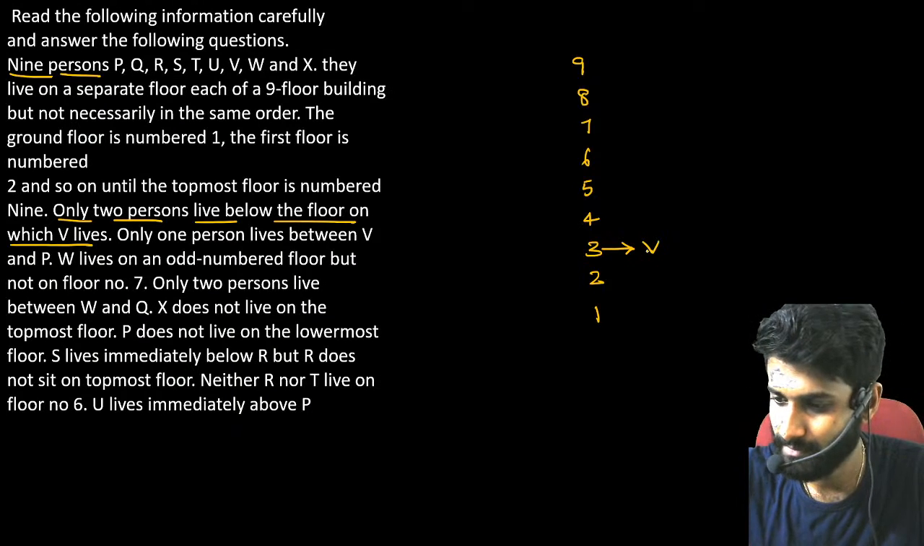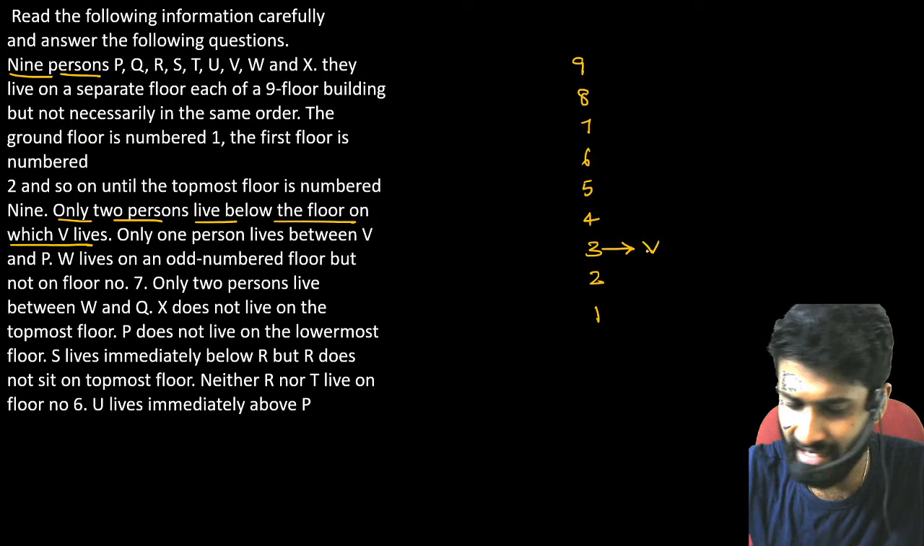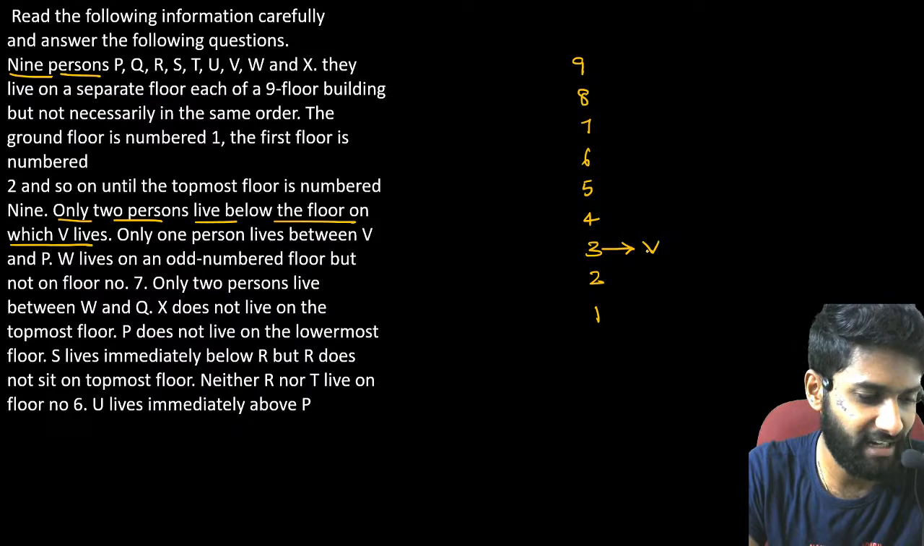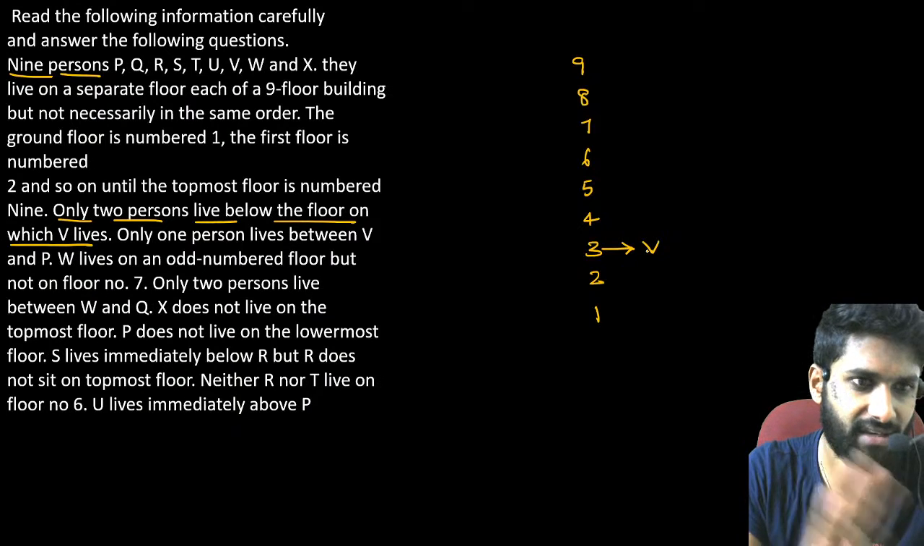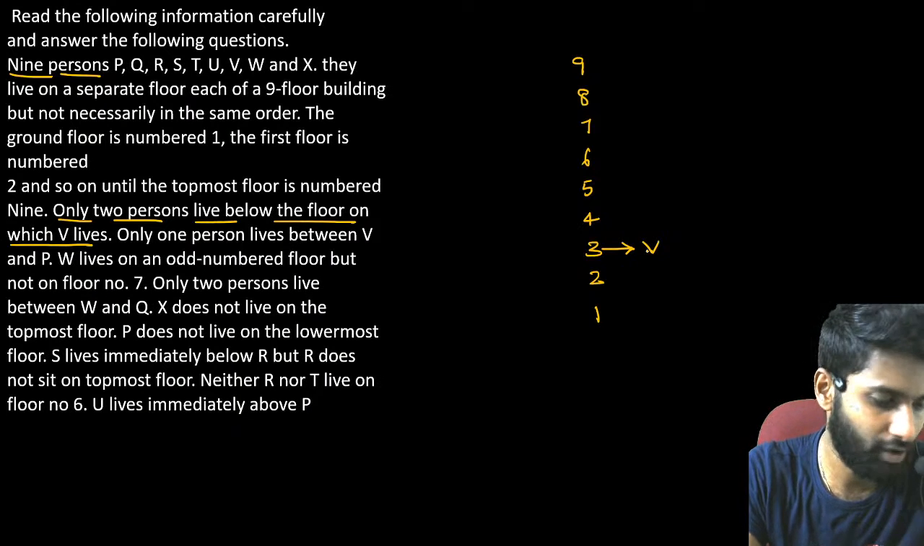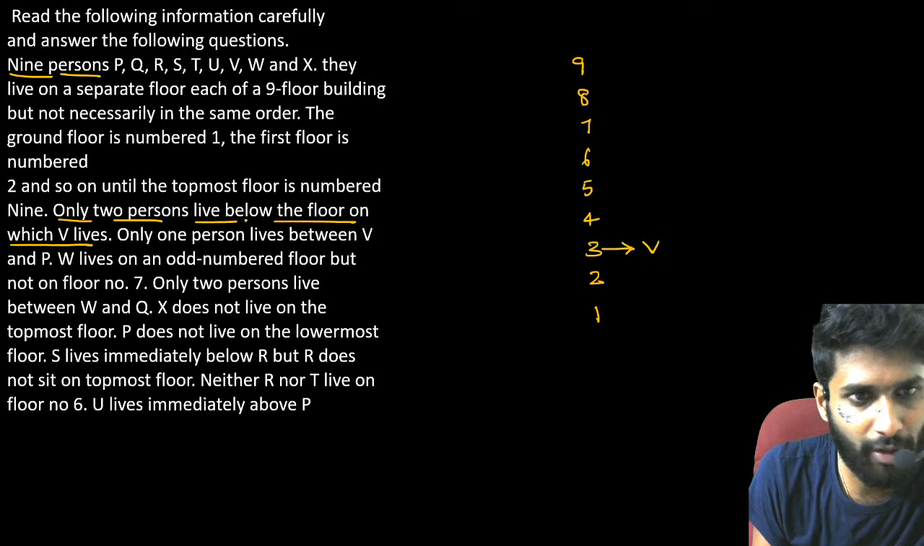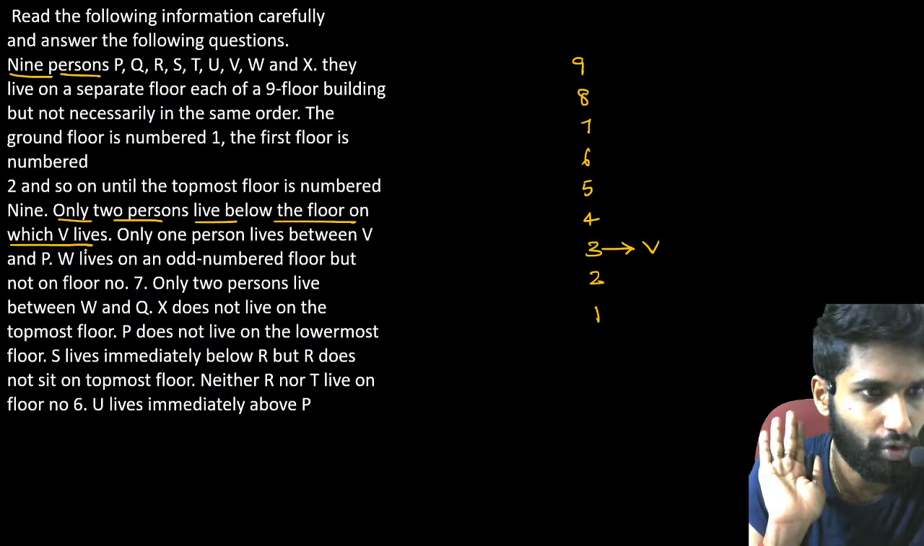Is it clear? See guys, if you have any doubt, then you can tell me. Now I am explaining, because after completion of the entire puzzle, we can't explain again. If you have any point as a doubt, then you can just text it. Clear? So the first information: only 2 persons live below the floor on which V lives.